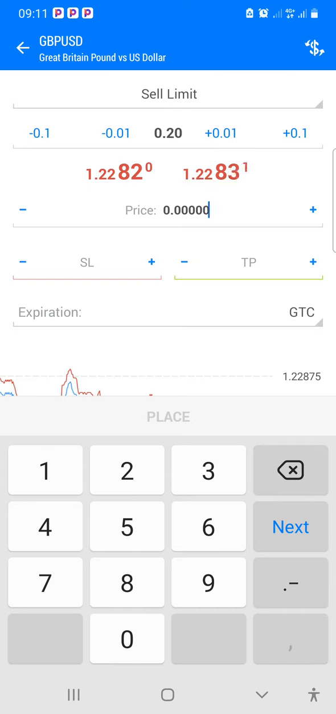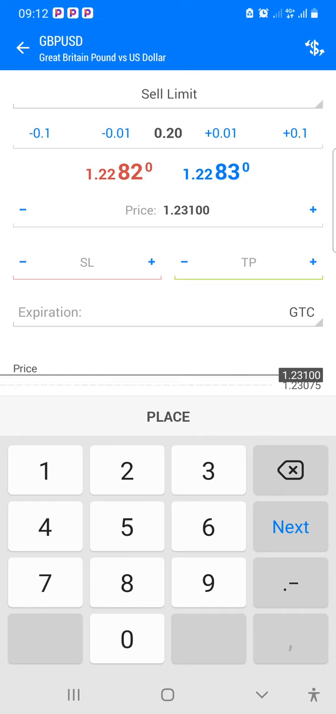So now let's say sell limit, we want to sell at a price higher than the current market price. Let's say I now want to sell it at maybe 1.2310. So my SL will be above the price which I want to sell in the future. Sorry, 2310.